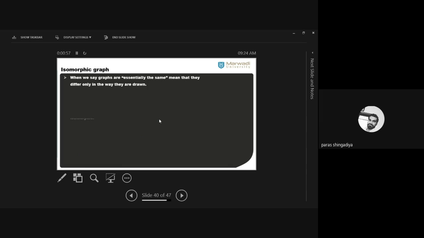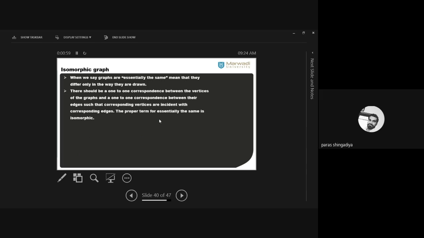And now let's start the last topic of this unit, and today we'll finish this unit also. Isomorphic graph. Okay, it means we compare two graphs and check whether they are essentially the same or not. Means they are isomorphic or not. Okay, we have to just compare both graphs. The number of vertices will be the same, the number of edges will be the same, but the structure will be different. Okay, and we have to check whether they are isomorphic or not.